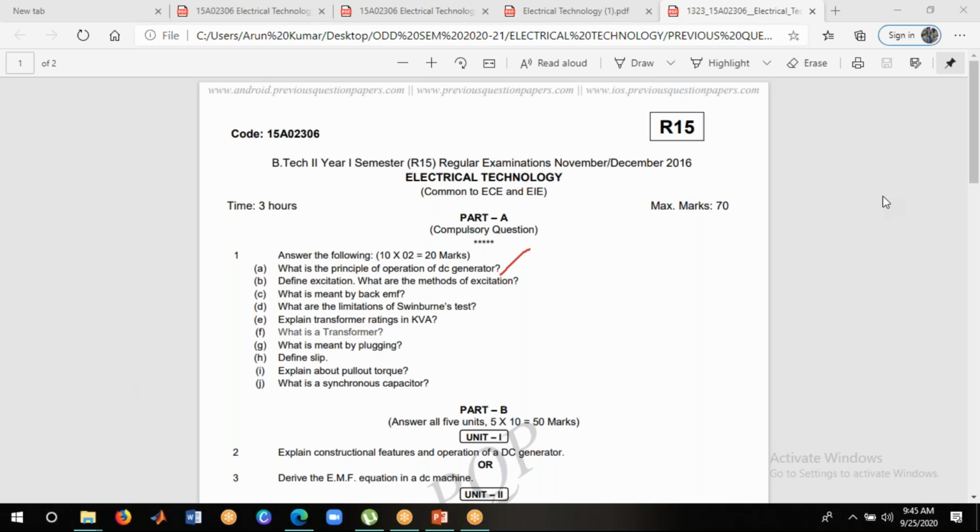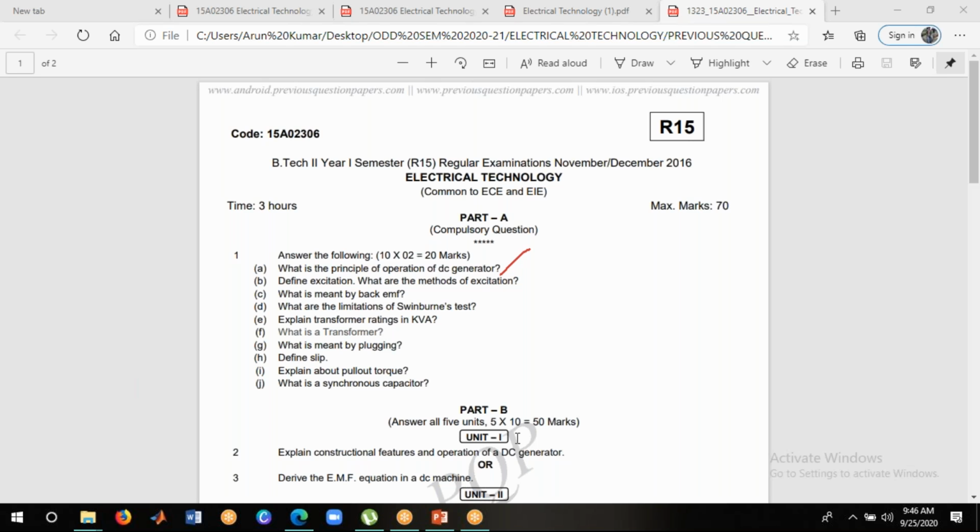And the second one is: define excitation. What are the methods of excitation? Excitation is nothing but making current flow to the field winding. Excitation is classified into two types: separately excited and self-excited. Separately excited means we need to give a separate supply for excitation to the field winding, and in self-excitation the field winding is excited by the machine itself. So that is the answer for B.